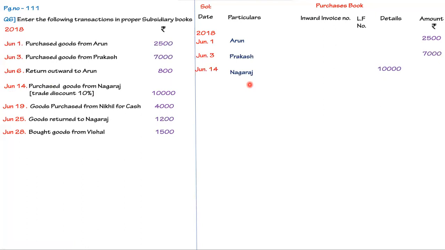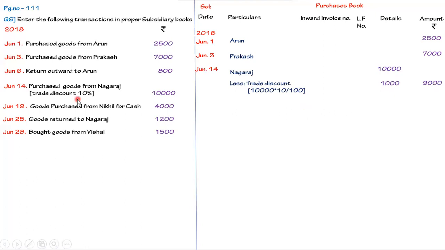So here it will be taken as less trade discount 10%, 10,000 into 10 by 100. 10% of 10,000 works out to be 1000 rupees. Subtracting trade discount amount 1000 from the total amount of purchase 10,000. 10,000 minus 1000, it becomes 9,000, which will be recorded in amount column.